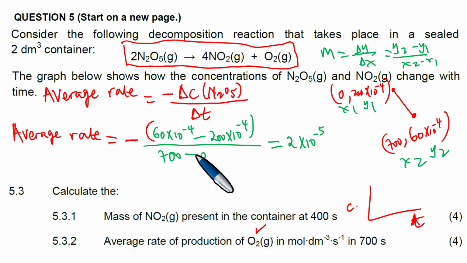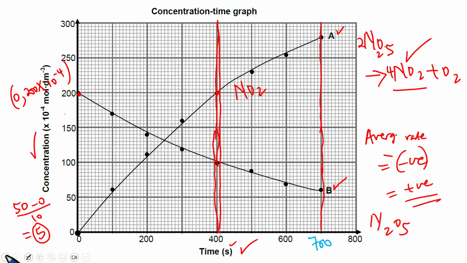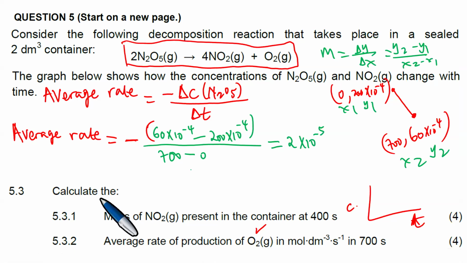The average rate is going to be, the concentration is given in what? On the vertical axis, in moles per cubic decimeter. The per second is going to be extra. So this is in moles per cubic decimeter per second. But this is not the answer, because this is just the average rate, and we used the N2O5.